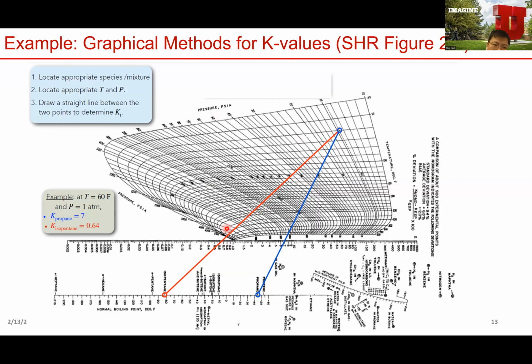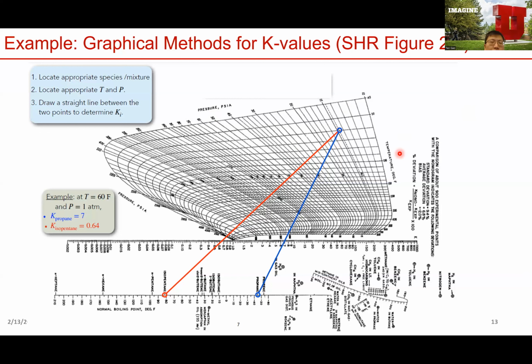From along this axis, you go this, right? Then on the right here, you have temperature in Fahrenheit, from low to high. Okay, so how do we use this figure?